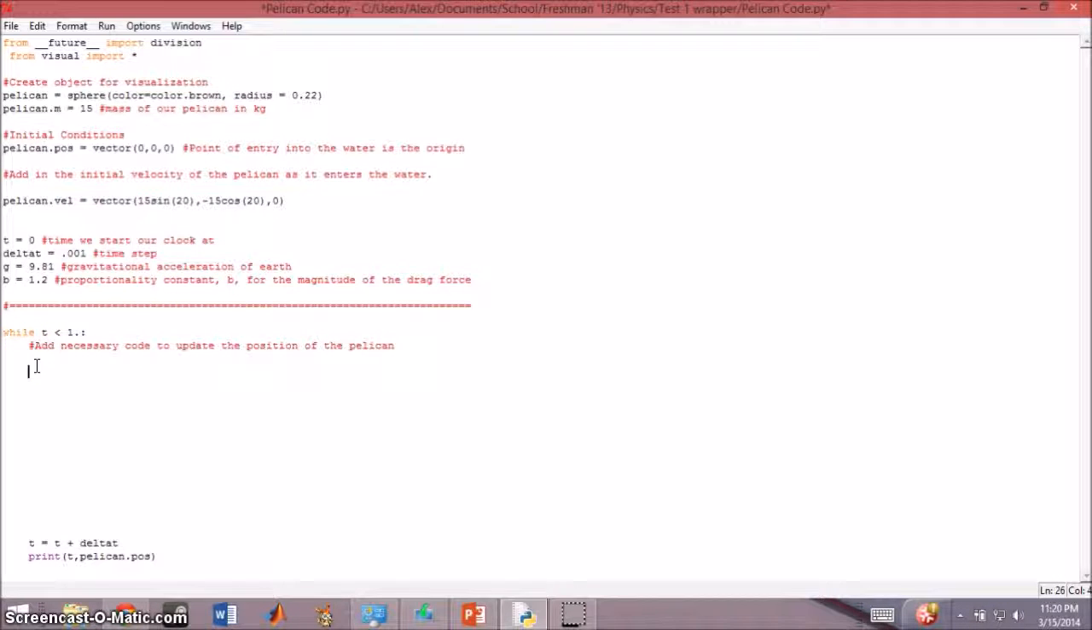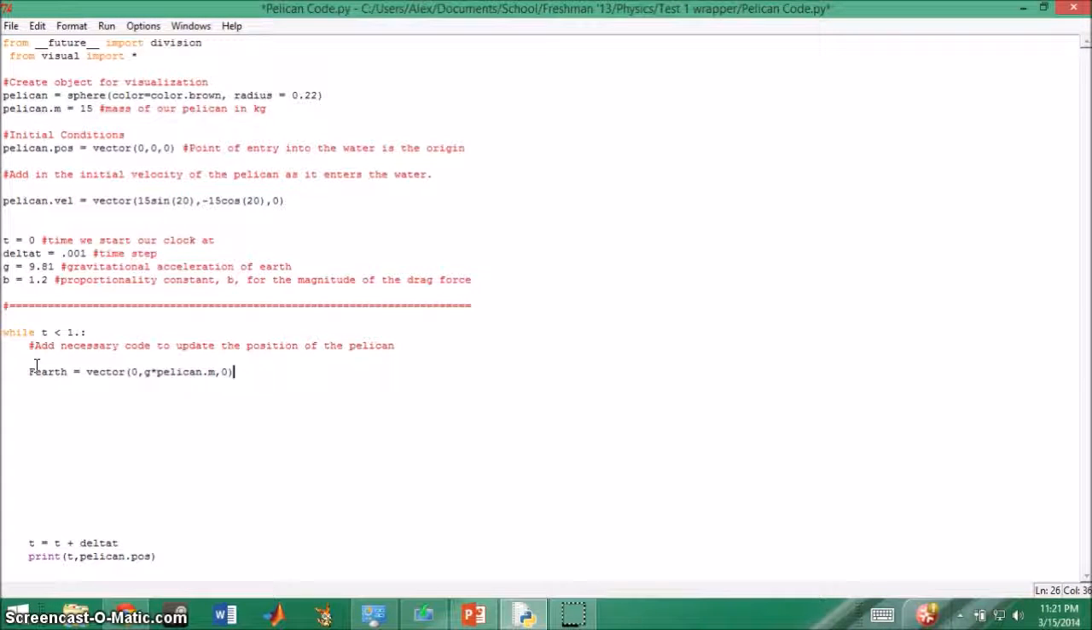Then the next step that we need to do here is to add the necessary code in order to update the position of the pelican, which we'll essentially do by deriving all of the forces acting on the pelican and using that to calculate its next position through Newton's second law. So first off, let's go ahead and record the force of the Earth acting on the pelican, which is going to be essentially just in the negative y direction, the gravity force. So we can give that by multiplying g, which we have set earlier in the code, times the mass of the pelican to get the gravity force.